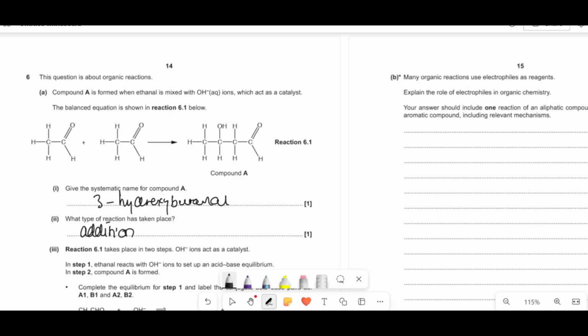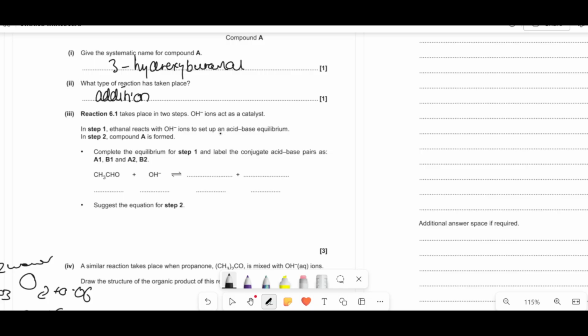There you go. Now it says this reaction takes place in 2 steps. OH minus acts as a catalyst. In step 1, ethanol reacts with OH minus to form an acid-base equilibrium, and then in step 2, compound A is formed. Complete the equilibrium for step 1 and then label the conjugate acid-base pairs as shown.